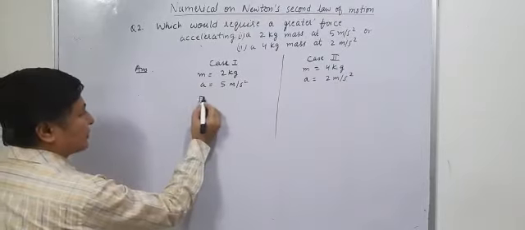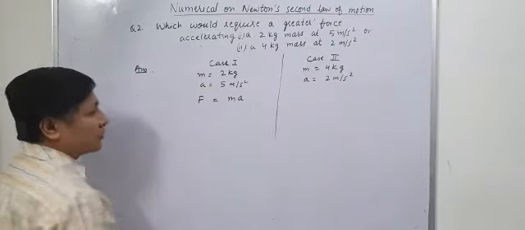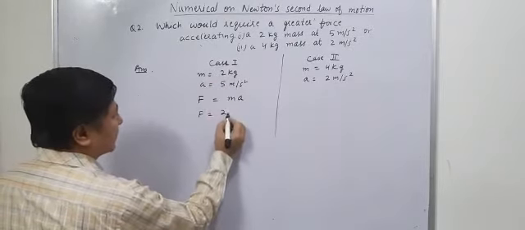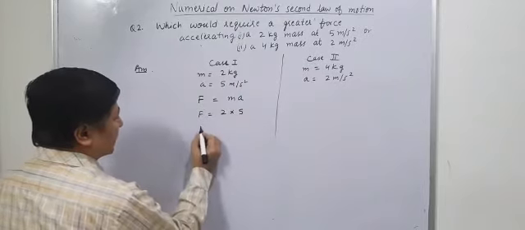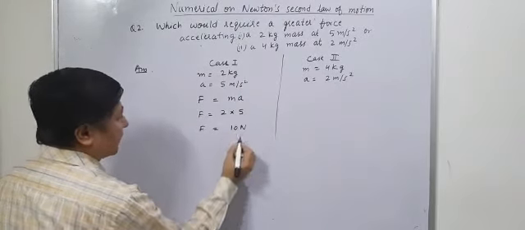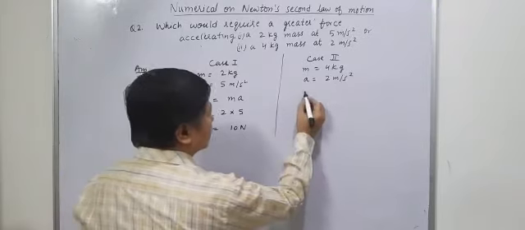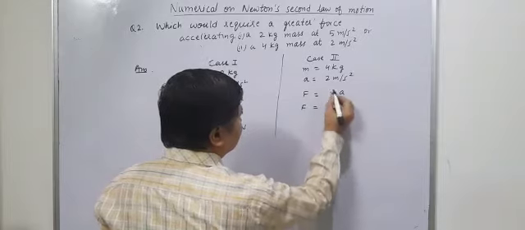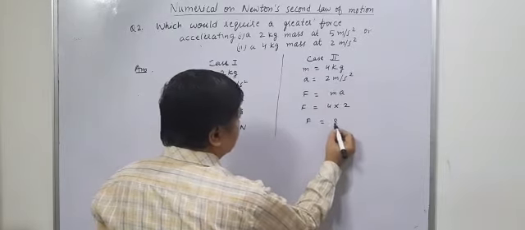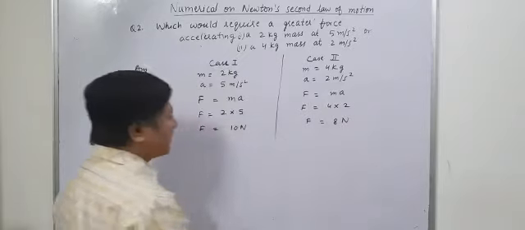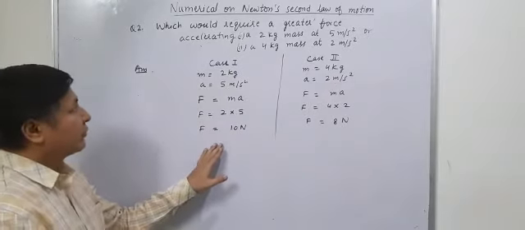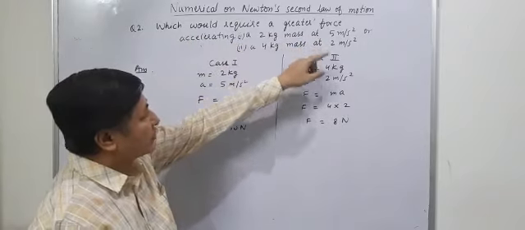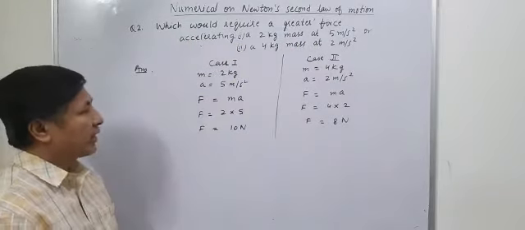We know the formula F = ma according to Newton's second law of motion. In the first case, m is 2 and a is 5 meters per second square, so F = 10 Newton. In the second case, again the formula is ma, so F = 4 into 2, which is 8 Newton. As you can see, in the first case the greater force will be required. So a 2 kg mass at an acceleration of 5 meters per second square will require a greater force.